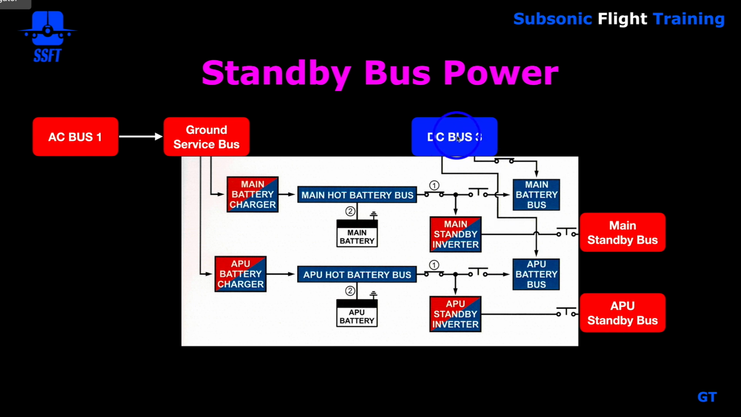You'll notice I have a representation here of DC3, too. DC3 will normally power the main battery bus and the APU battery bus. The hot battery buses are powered from AC1. So you've got really four battery buses, the main and the APU battery bus, and the main and the APU hot battery buses. The battery bus is powered by DC3. The main and APU hot battery bus is powered by AC1.